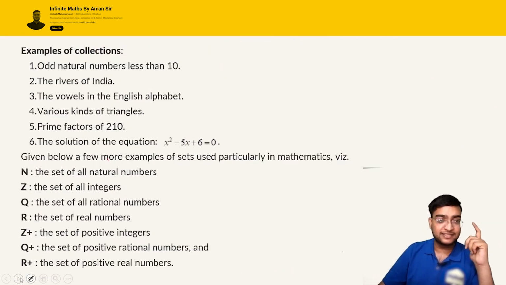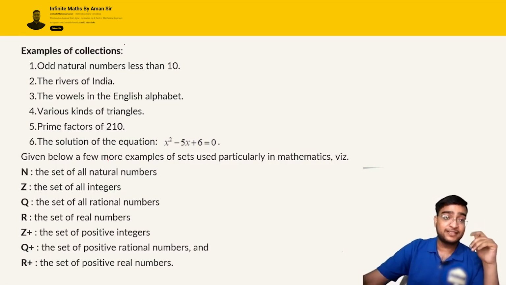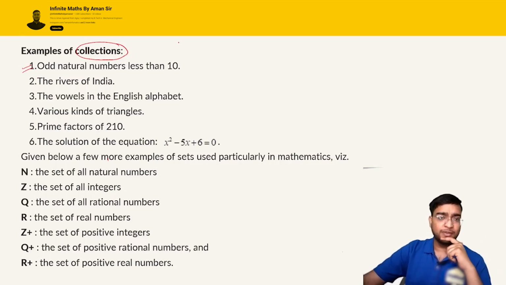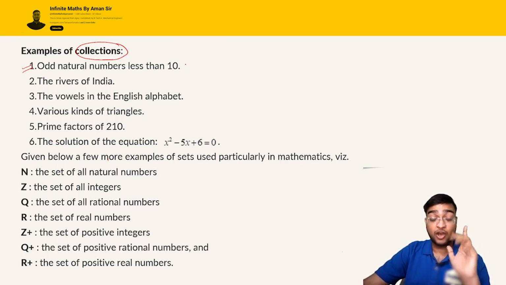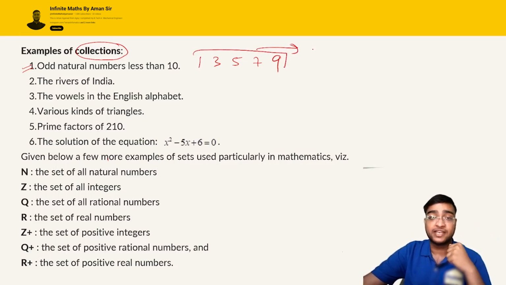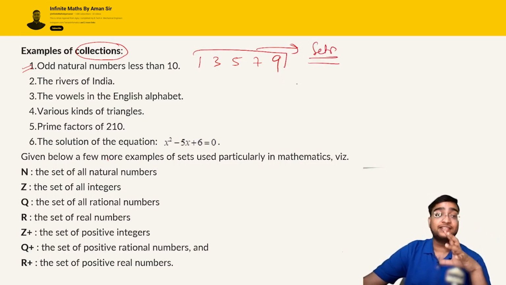Let's take some examples of sets, which we can also call collections. The first example is odd natural numbers less than 10. No problem, sir, this is very easy. The odd numbers less than 10 are 1, 3, 5, 7 and 9. This collection of objects is called a set. These are well-defined objects.